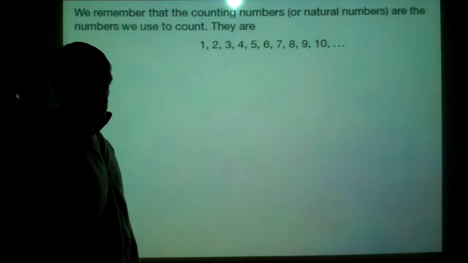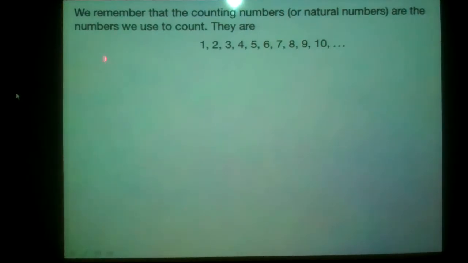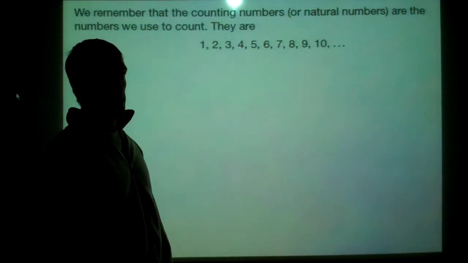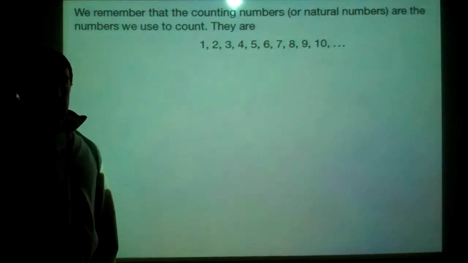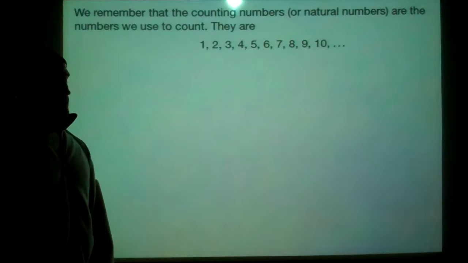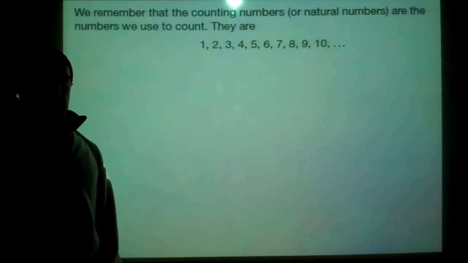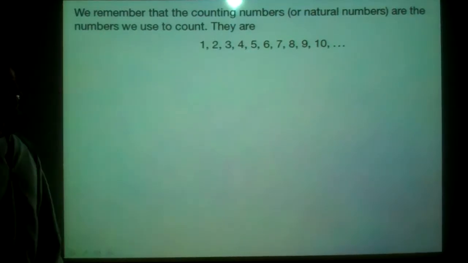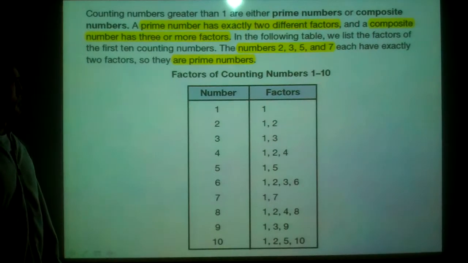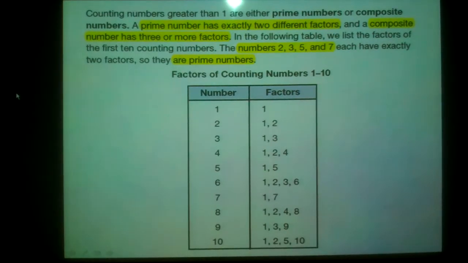Alright, so first things first here. We remember that the counting numbers, or natural numbers, are the numbers we use to count. And they are 1, 2, 3, 4, 5, 6, 7, 8, 9, 10, and so forth up into infinity. We always start with 1 when we count, so this set does not include 0, remember that. We're going to use those for figuring out what prime and composites are.